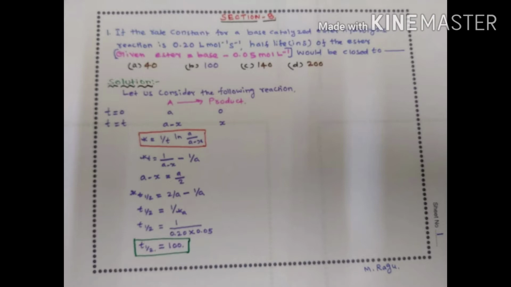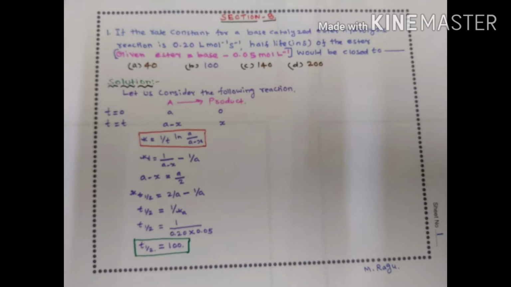Solution. Let us consider the following reaction. A gives product. It is a first order equation. A is the initial concentration, A minus X is the remaining concentration of reactant, the rest being converted into product. Rate constant equation: K is equal to 1 by T log A divided by A minus X. This equation is the first order rate equation. Kt is equal to 1 divided by A minus X minus 1 divided by A. A minus X is equal to A by 2.